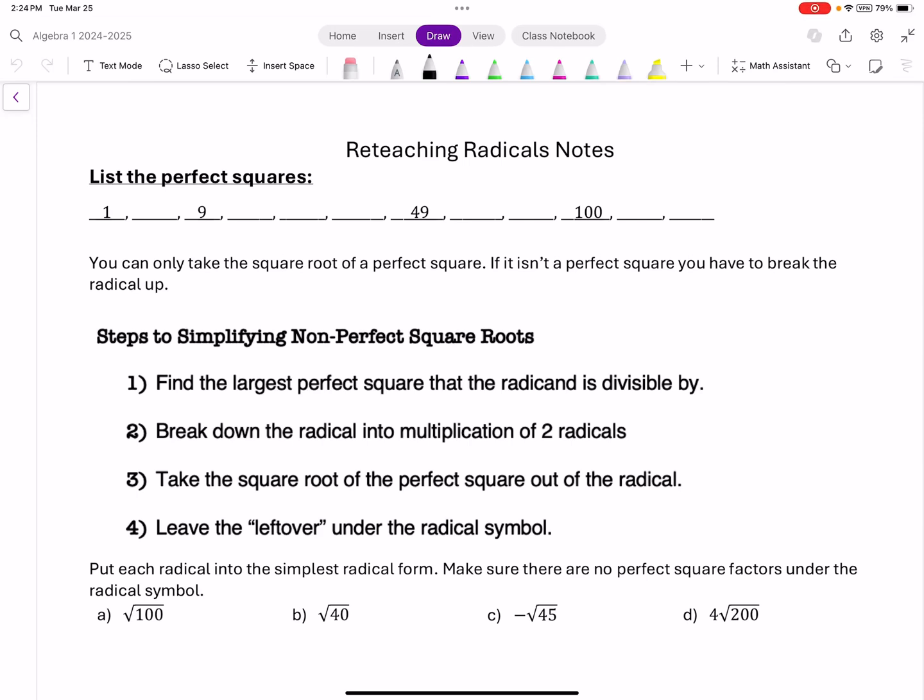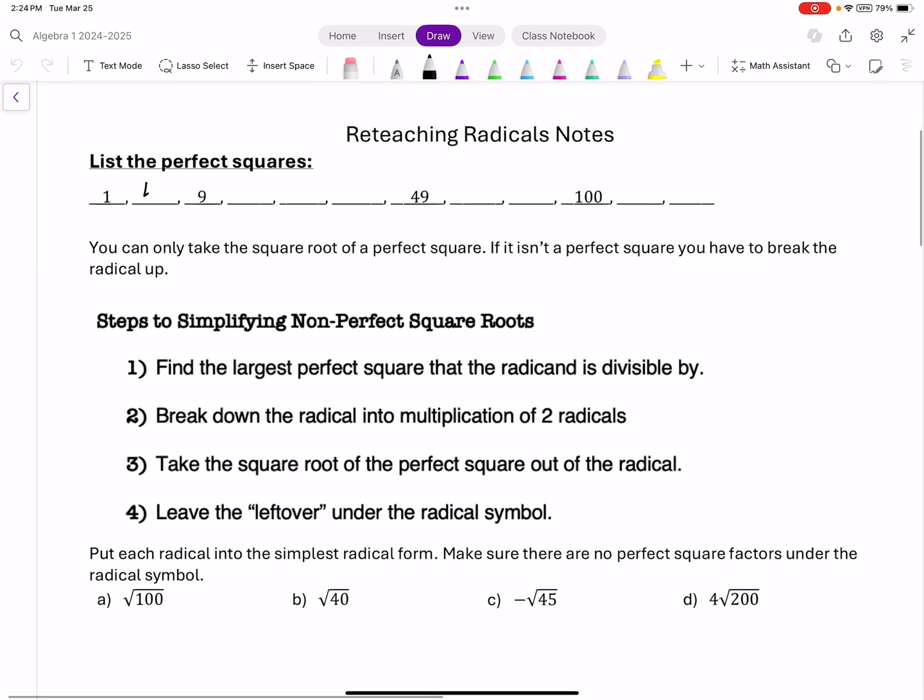We're going to go ahead and go over some of the reteaching moments for our radicals. The first thing that I want to talk about is the perfect square. These are important because these are the only numbers that can be under a square root that we can take out. So the perfect squares are found by taking 1 times 1, 2 times 2, 3 times 3, 4 times 4, and so on.